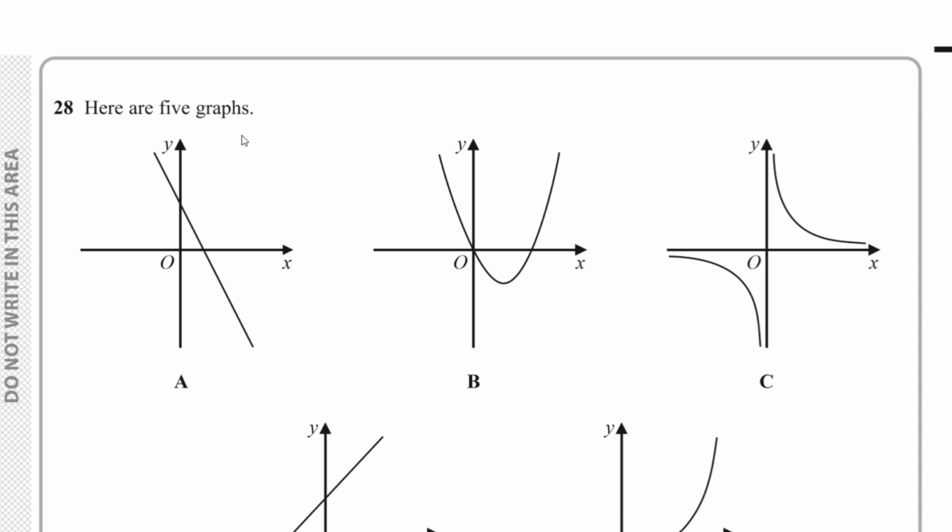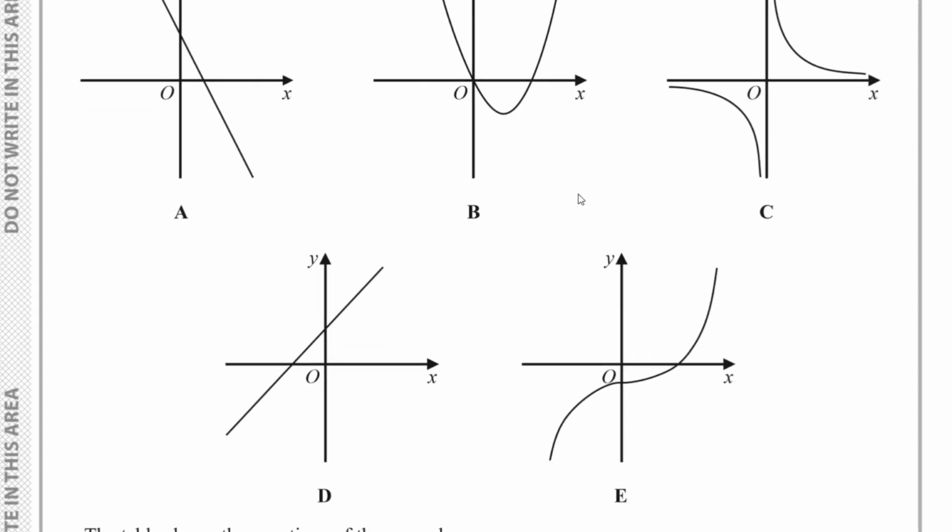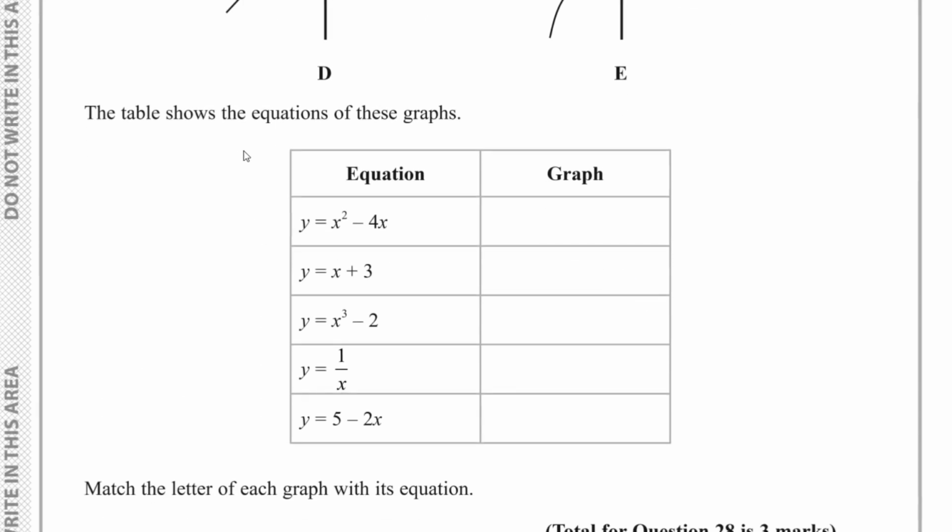Question number 28. Here are 5 graphs. We've got graphs A, B, C, D, and E. The table shows the equations of these graphs. We have to match the letter of each graph with its equation.